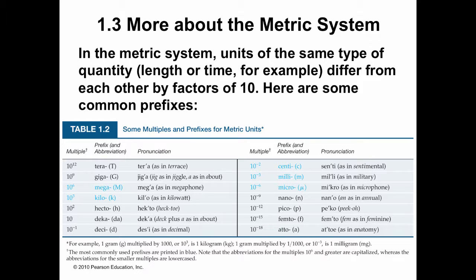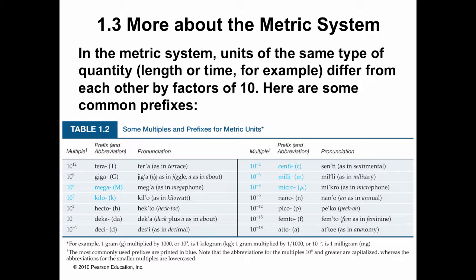So here are some common prefixes. And so we would just attach these prefixes to, whether it be length, we would attach it to meters. If it was time, we would attach it to seconds. If it was mass, we would attach it to kilograms, so on and so forth. So tera represents 10 to the 12th, and that's just basically 1 followed by 12 zeros.